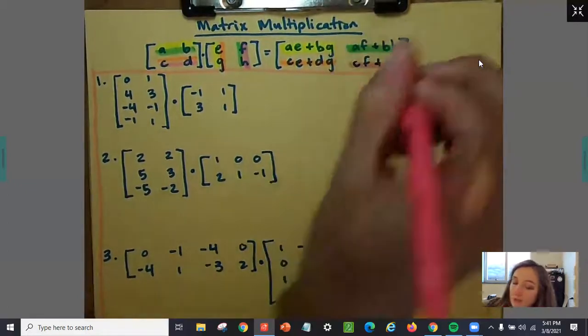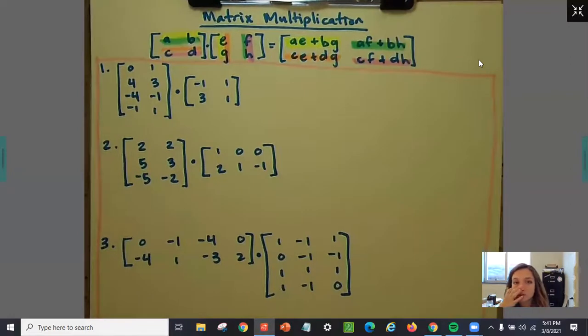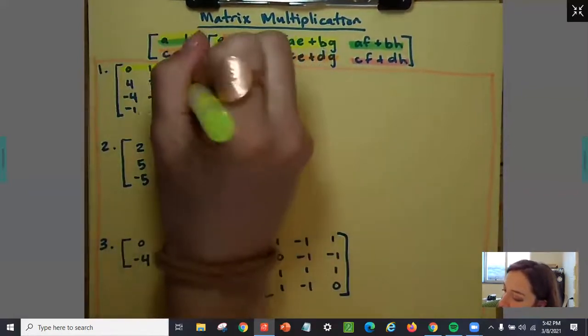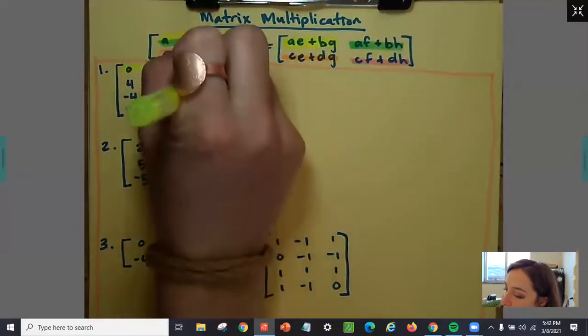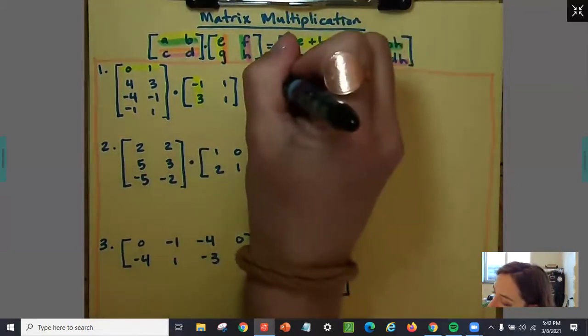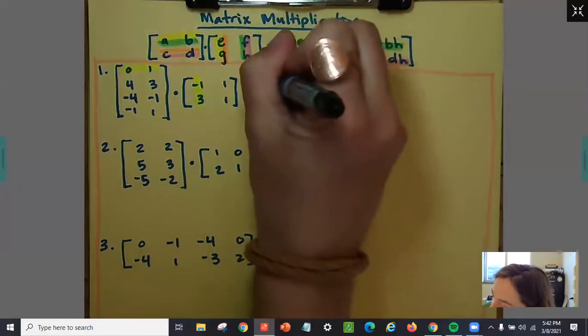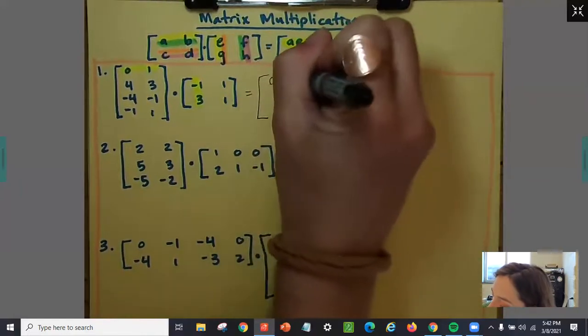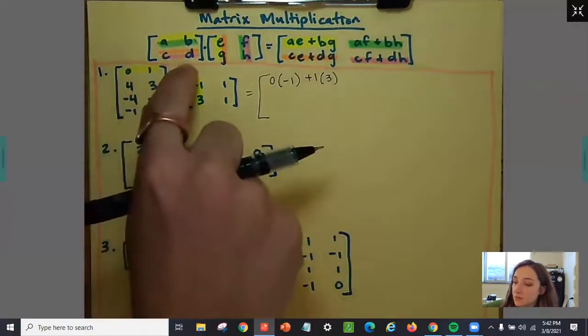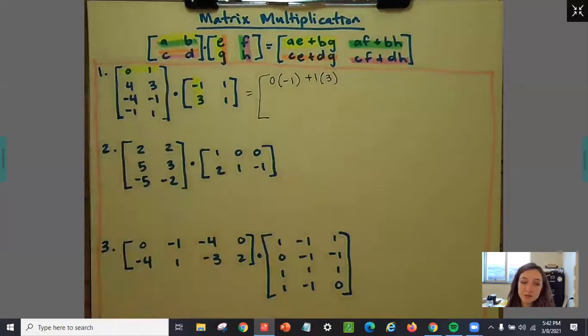Okay, so this looks a little bit abstract talking about the letters. So let's move on to our very first example. Whenever we're doing matrix multiplication, we're going to first start out with the first row. So 0 times negative 1 plus 1 times 3. That's going to be our very first thing here.